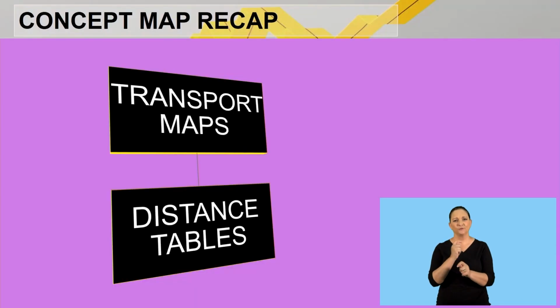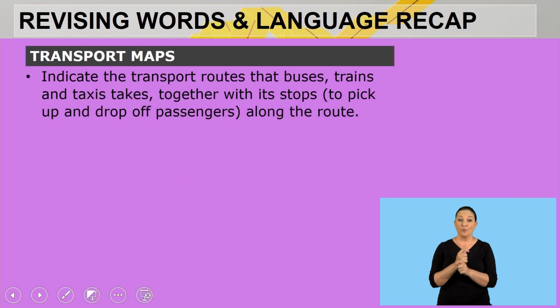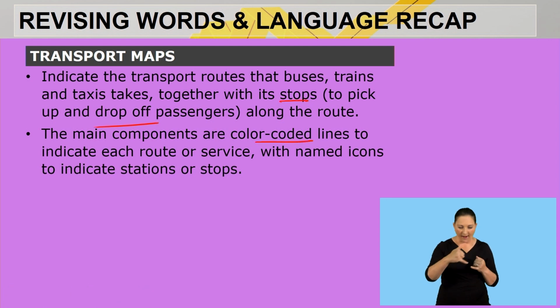So in today's lesson, we looked at transport maps as well as distance tables. We found that transport maps indicate the transport routes that buses, trains and taxis take, together with their stops to pick up or drop off passengers along the route. We also indicated that the main components are color-coded lines to indicate each route or service, with named icons to indicate the stations or the stops.